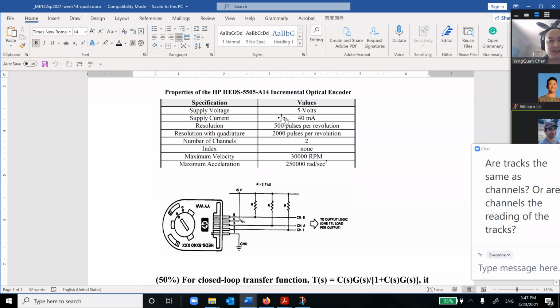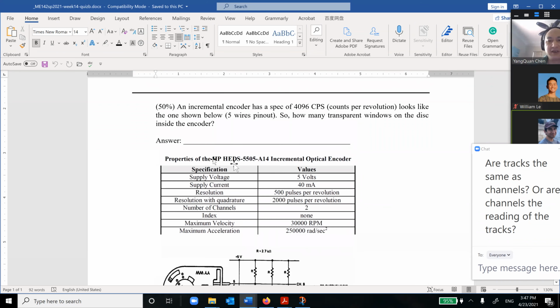Did you see that? Basically, you have 2 pickups, therefore you have channel A and channel B signals. So this is a specific incremental optical encoder. It's called a 5-wire pinout. So this spec is 4096. Looks like the one shown here.